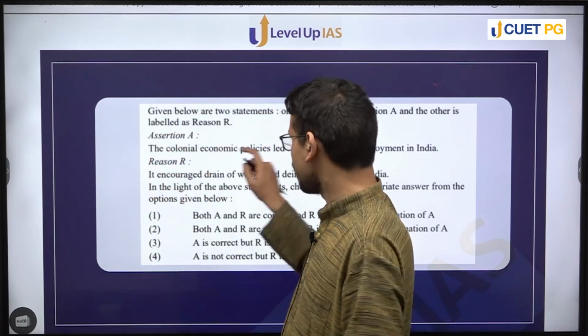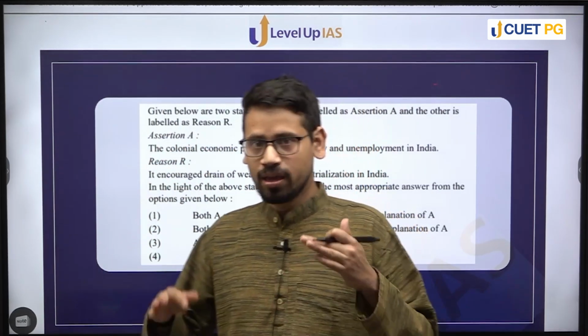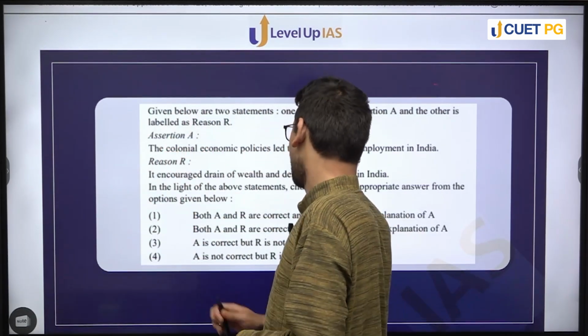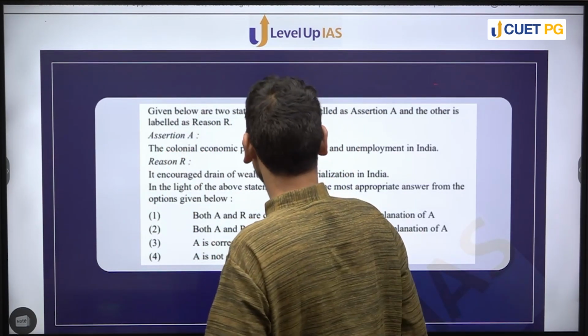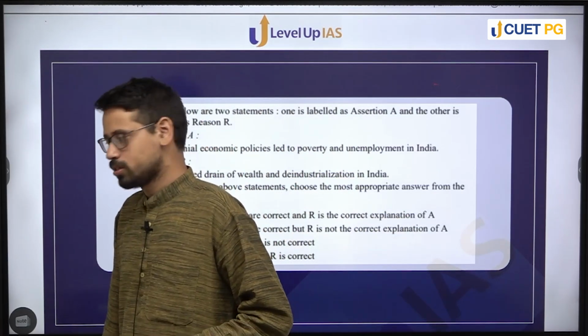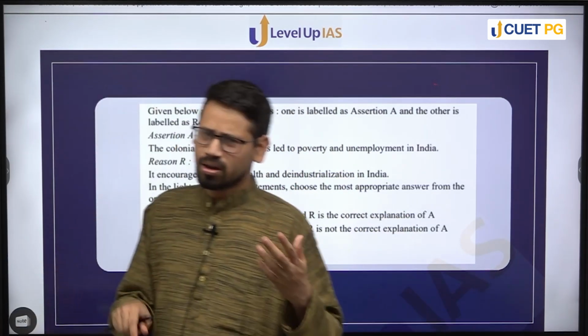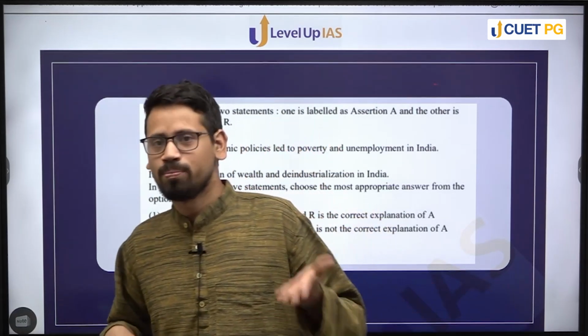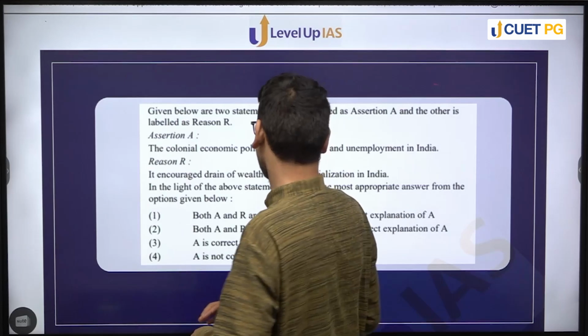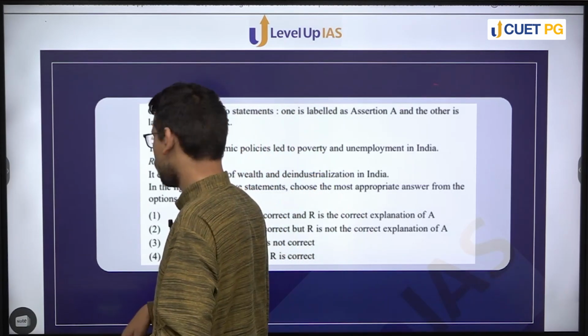So the assertion and reason are perfectly in tandem with each other, and so we'll be considering that both assertion and reason are correct, and reason is the correct explanation of the assertion, right? This is a comparatively simple answer, because you can basically make a connection between deindustrialization and drain of wealth with that of unemployment and poverty.